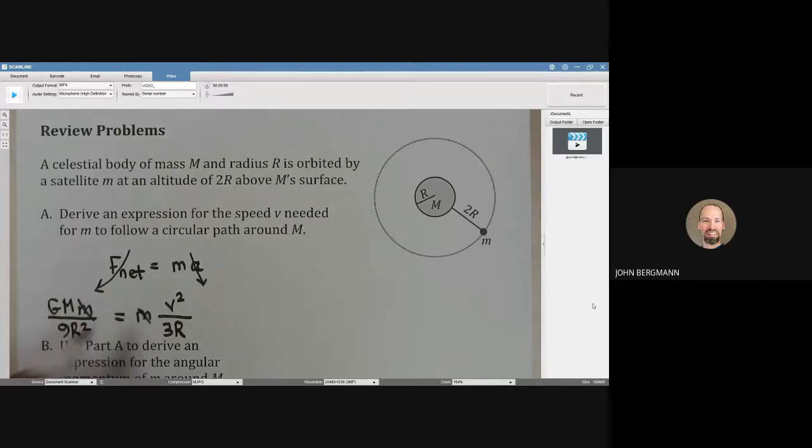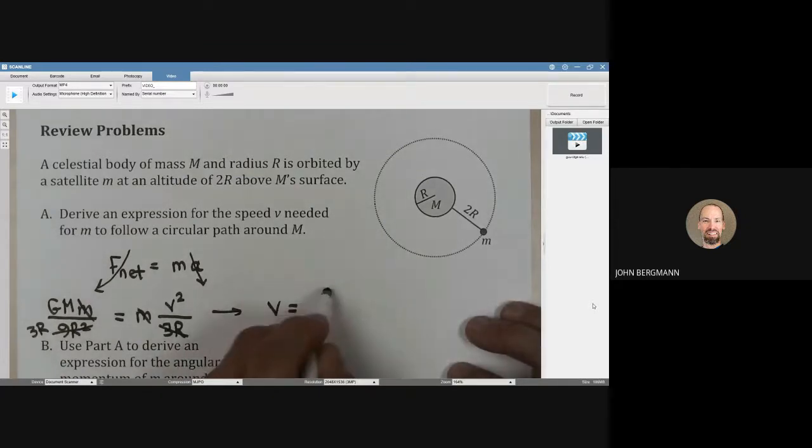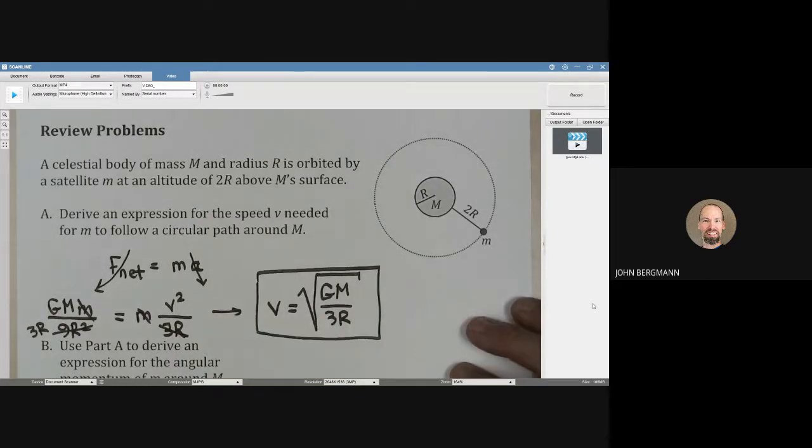The little m's cancel. That 3r goes away, which makes this denominator 3r like that. So I think what we want here is that the orbital speed necessary is going to be the square root of GM over 3r. The orbital velocity that is required does not depend on the mass of the satellite.